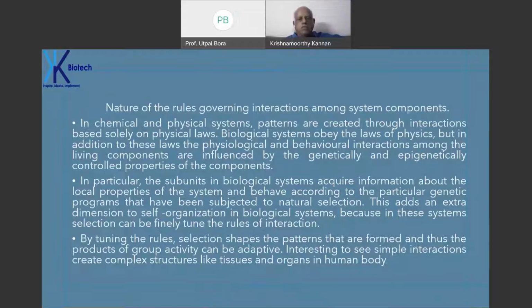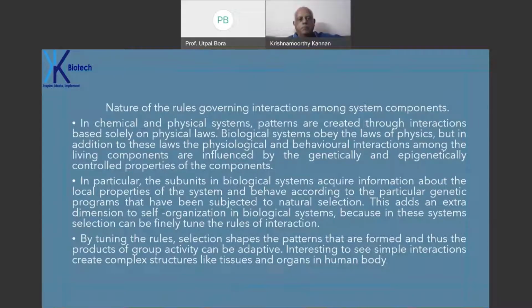Even they obey the laws of physics, but in addition to these laws, the physiological and behavioral interaction among the living components are influenced by the genetically and epigenetically controlled properties of the components. So please understand that biological systems are much more complex than chemical systems.